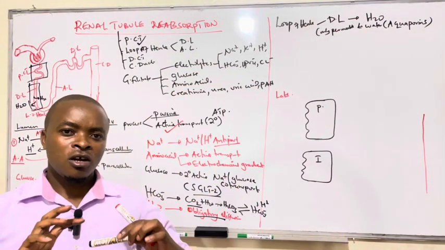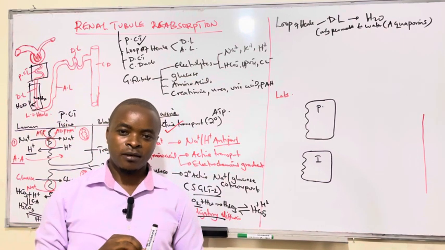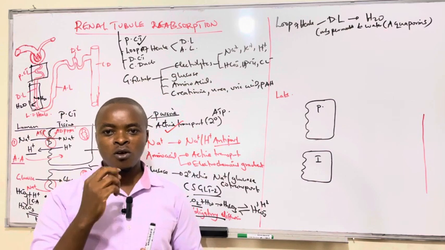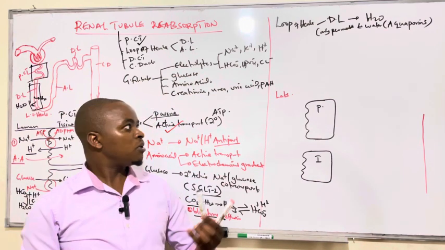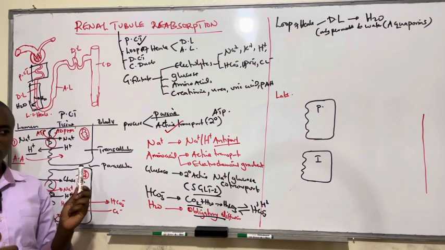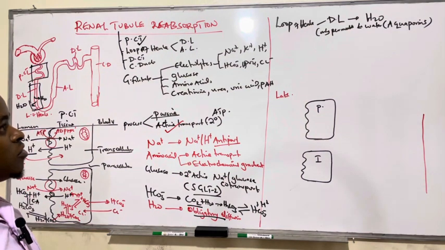So we see in the descending limb, there is no reabsorption of solutes, only reabsorption of water. Why? Because the descending limb is permeable only to water but impermeable to electrolytes. So only reabsorption of water is seen in the descending limb of the loop of Henle.